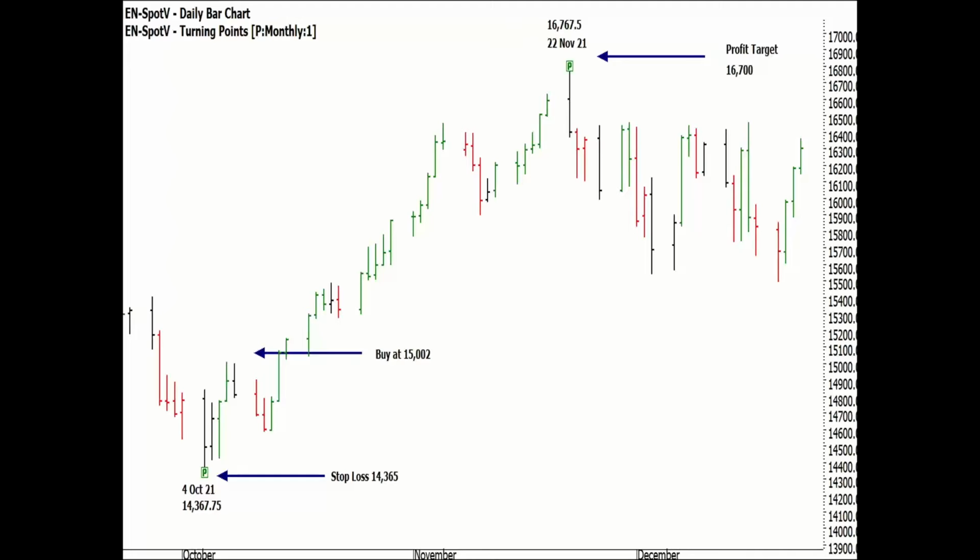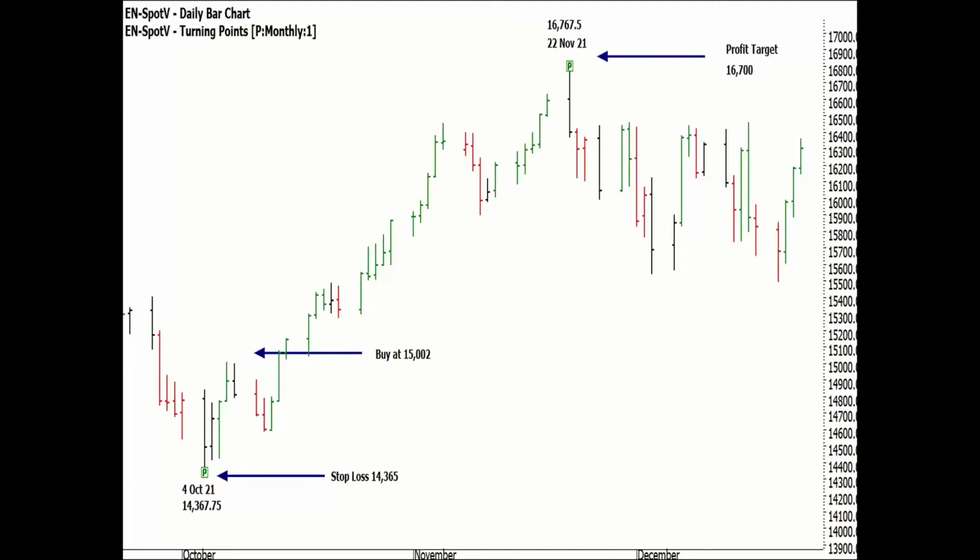See if you can have a go at working out the reward to risk ratio on this move using those 3 figures there: buying at 15,002, having a protective stop or stop loss at 14,365, and setting a profit target at 16,700. By the way, that is a top that we were expecting well in advance, and it's a top that we spoke about, or a target area of around that 16,700 mark for several months leading into that top.